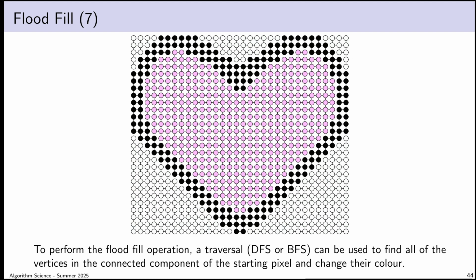So I can view my image as a graph where each of the vertices has degree at most 4. It could be connected to none of its neighbors, but it's connected to at most 4 of them: the one above, the one below, the one to the left, the one to the right. If I then want to perform the flood fill operation, all I do is find the pixel corresponding to my starting point. Let's say it's there. I perform a traversal that visits all of the vertices in that component, all of the pixels that have the same color in the same contiguous region, and I change their color. I could use either DFS or BFS. It doesn't really make any difference. All I want to do is visit all of those vertices.